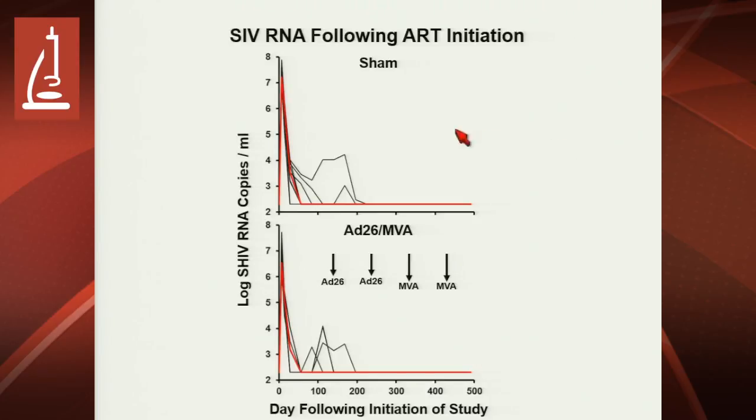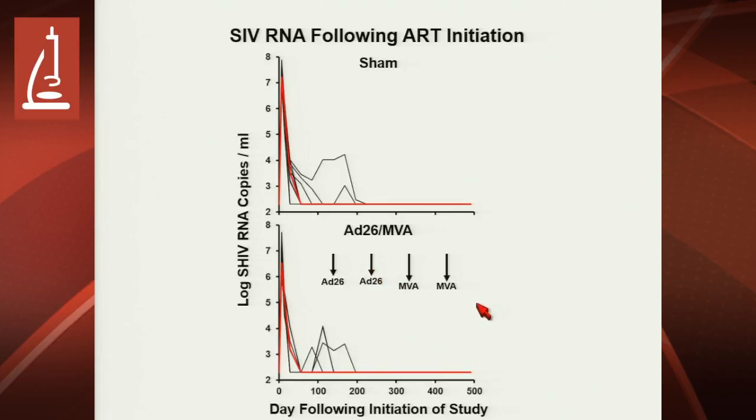So virologic suppression occurs very quickly and effectively with the initiation of ART to undetectable levels in all animals. In both the sham and the vaccine groups, there's 2 or 3 animals that seem to take a little bit longer to control, but the vast majority of animals are controlled within a few weeks, and all the animals are controlled by 200 days.